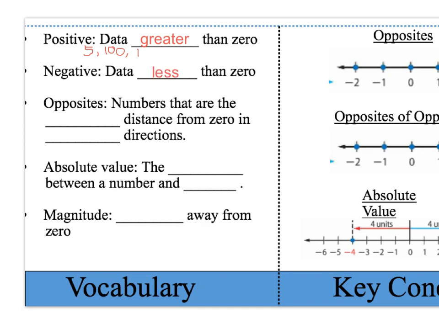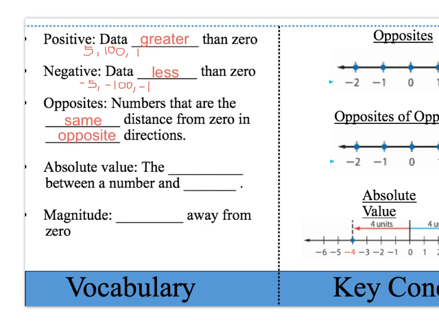Our second vocabulary word is called negative. Negative data is data less than 0. So for example, this could include a negative 5, negative 100, and negative 1. Those are three examples of negative numbers or negative data.